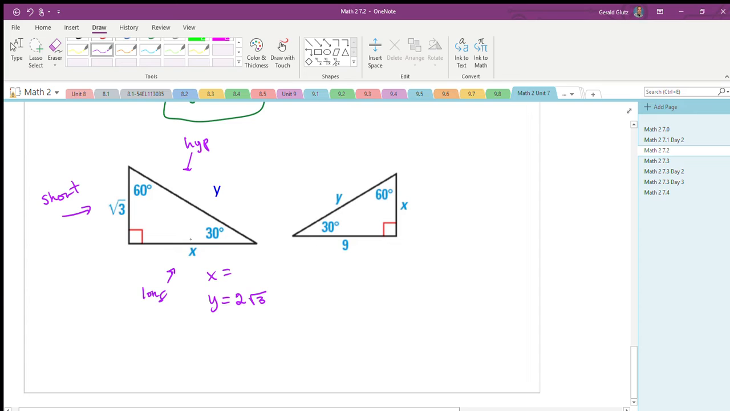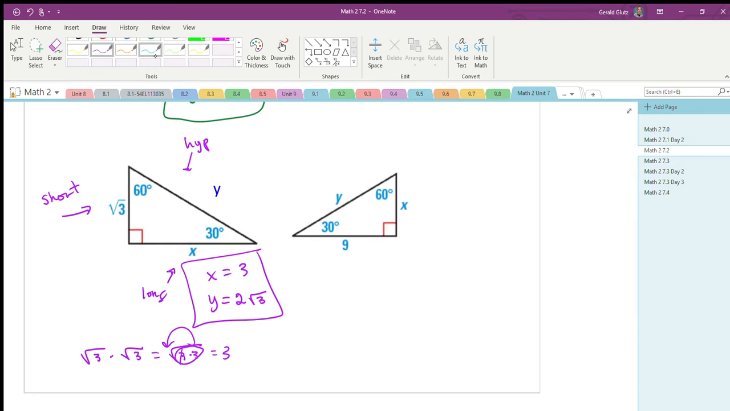To find the long leg, I multiply the short leg times square root of 3. So square root of 3 times square root of 3. Another way to write that is square root of 3 times 3. So I've got a pair of 3's. One goes away, the other one comes out. There's nothing left inside of the square root. So this just equals 3. So the long leg is going to be 3. It's a little tricky because it looks kind of backwards almost, but that would be your answer.